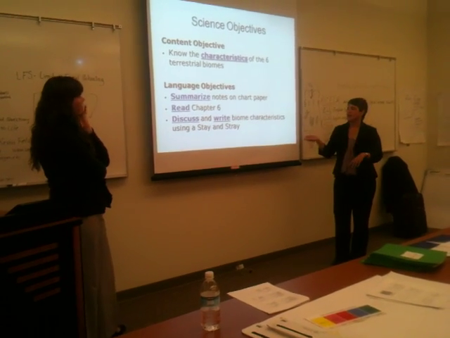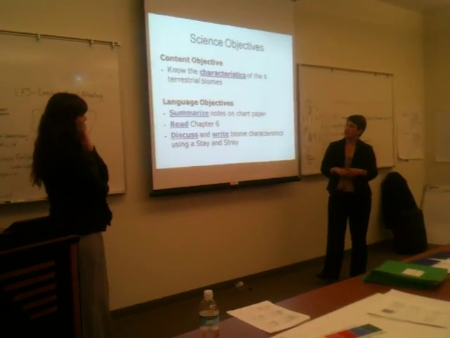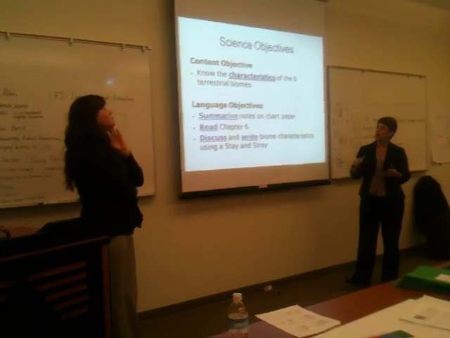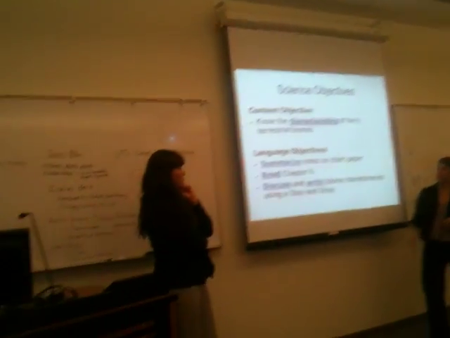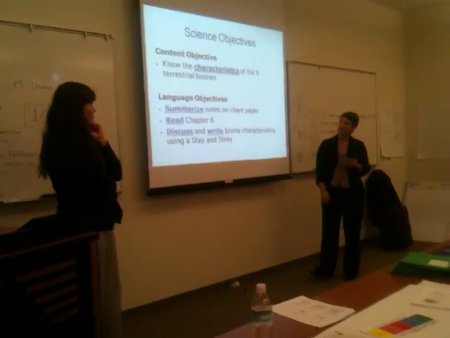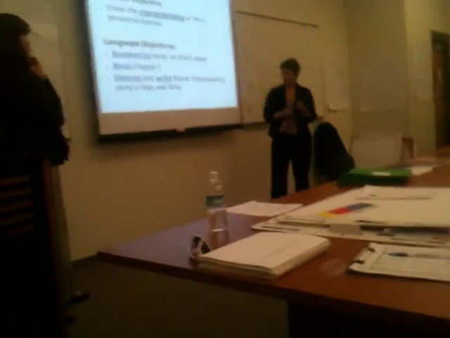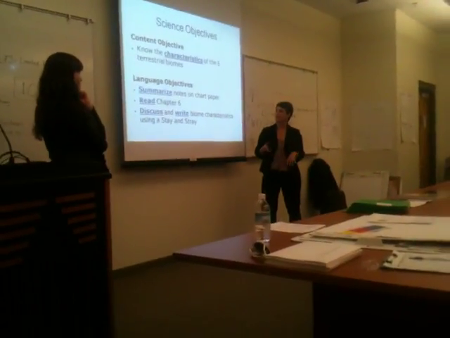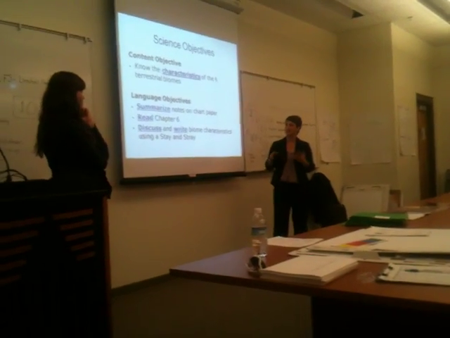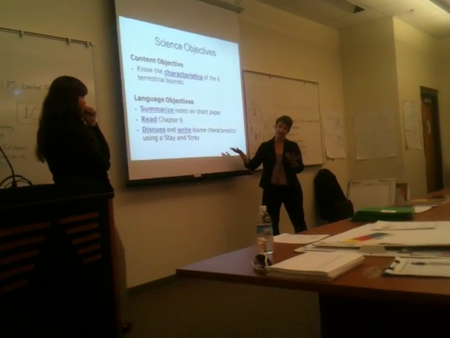So I'm thinking with my language objectives that what we're going to do is we're going to summarize notes on chart paper. We're reading chapter 6, and then we'll discuss and write the biome characteristics using a stay and stray.